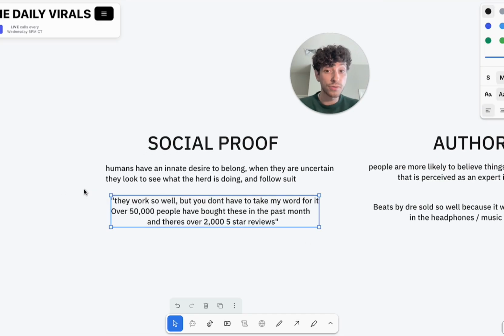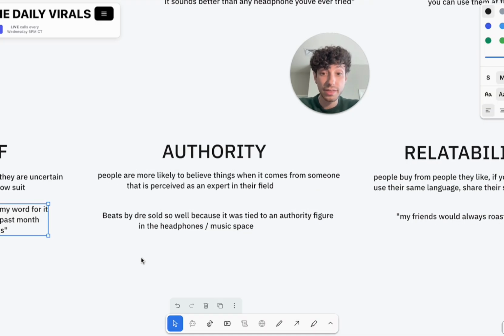have to take my word for it. Just ask the 50,000 people that bought this last month and read through the 2,000 5-star reviews. This is just hammering home the point that other people besides myself like this, and other people will actually use this. Next, we have authority.